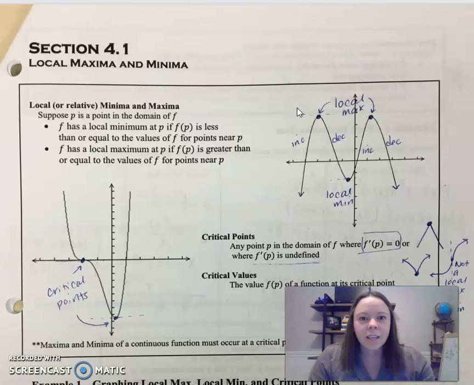In the last chapter, we talked about the slope of the tangent line, that's the derivative, and where that slope of the tangent line is 0, as you can see here, important things happen. So suppose P is a point in the domain of F. F has a local minimum at P if F of P is less than or equal to the values of F for some points near P. So that's why we say local. It can also be called relative max or min, but basically it's the highest point within that local region. Same thing here, lowest point in that local region, and then here's another local max. And then the vice versa for the local max.